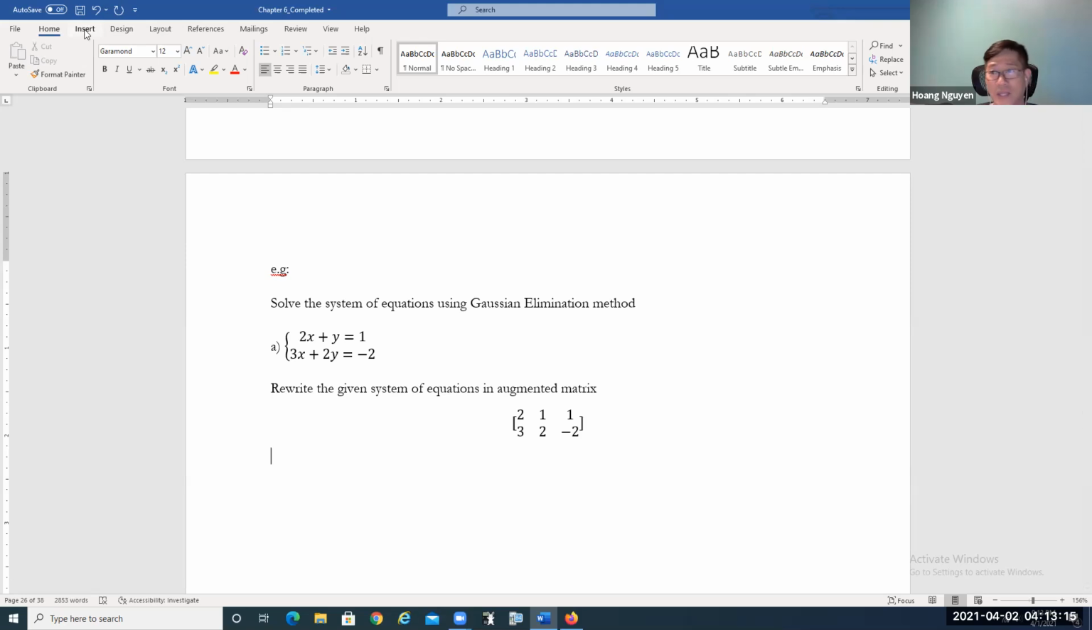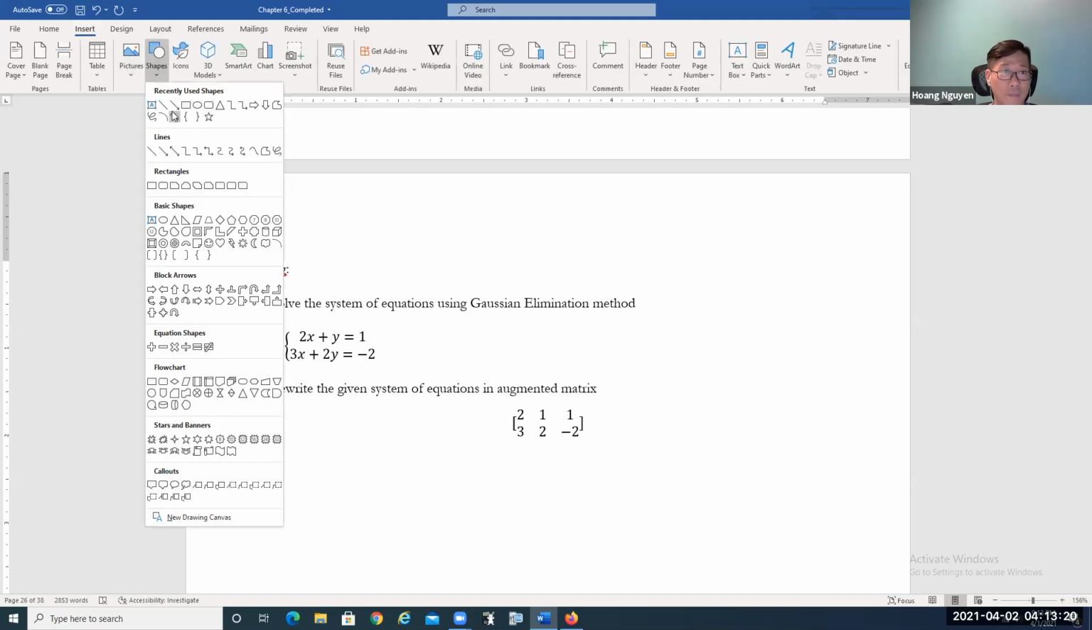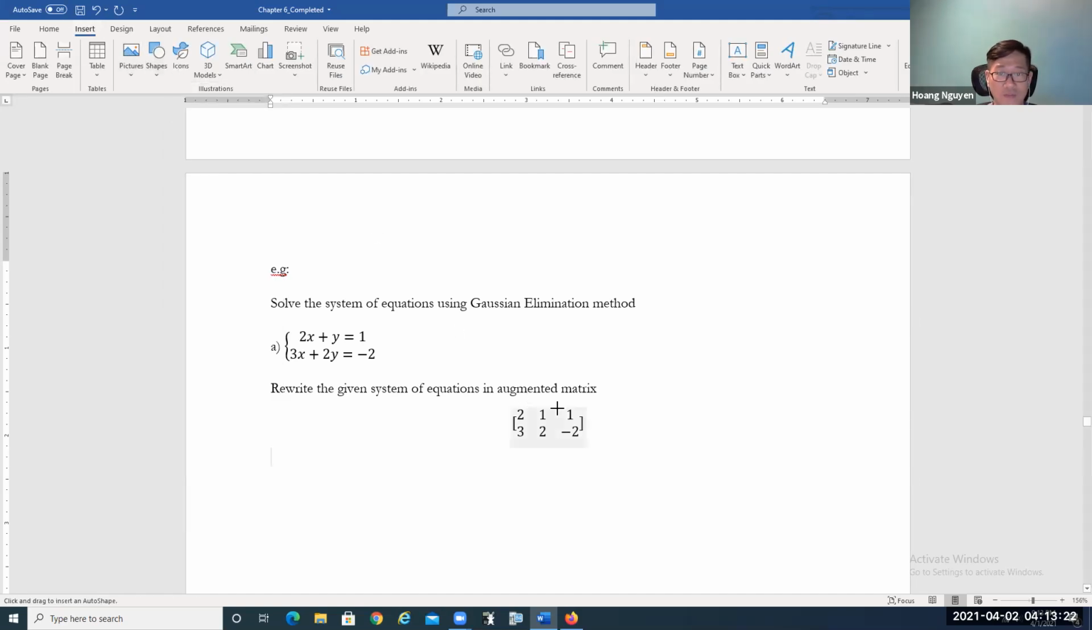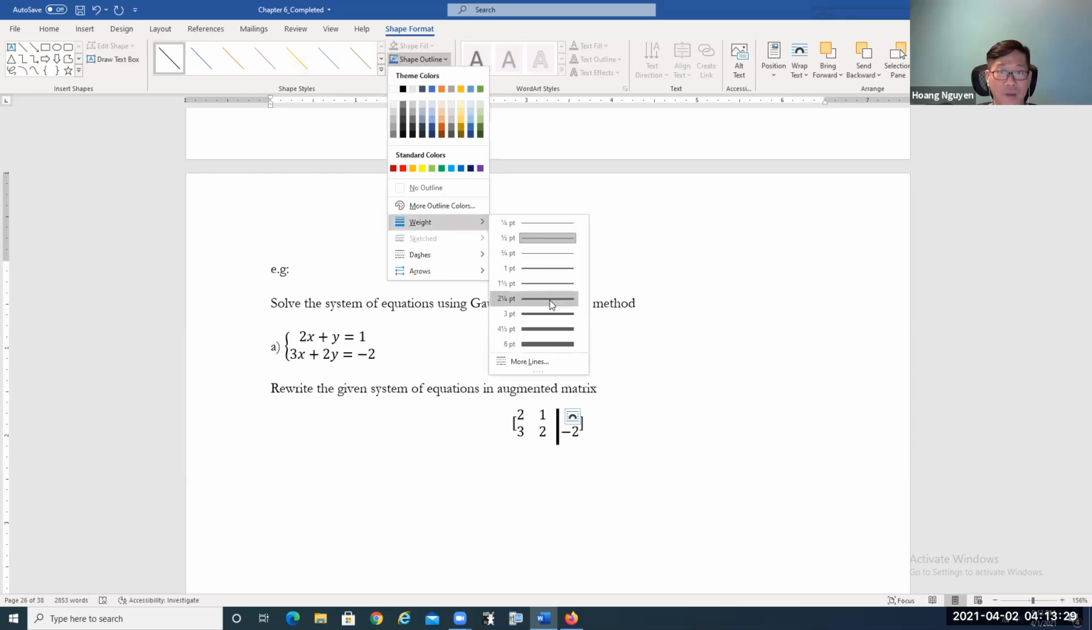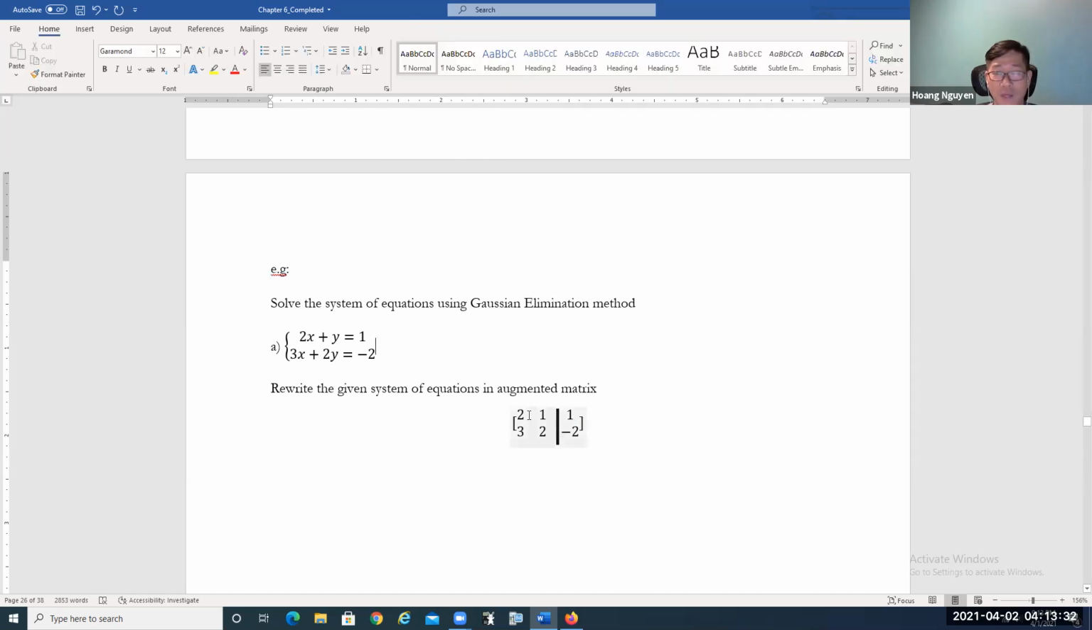Okay. And then if you want, you can draw the vertical line to show the equal sign, right? So you know this side is the coefficients of the variables, and this is the constant. That's the purpose of this vertical line: it separates, or we treat that as an equal sign. So the entries before the vertical line are the coefficients of the variables, x and y, x and y. So 2x plus 1y is equal to 1, and then 3x plus 2y is equal to -2.